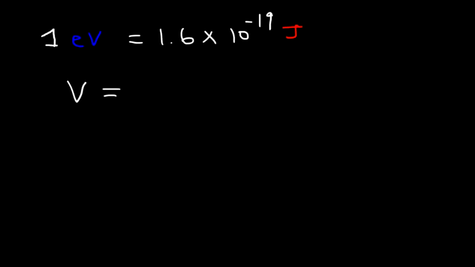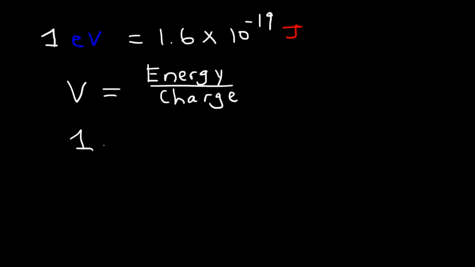So why is it that 1 electron volt is equal to 1.6 times 10 to the negative 19 joules? Why is that the case? Electric potential, which is measured in volts, is equal to the electric potential energy, which is measured in joules, divided by the charge. So the unit volt, 1 volt, is equal to 1 joule per 1 coulomb.